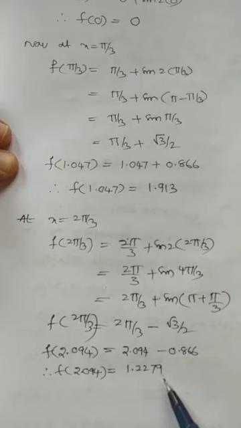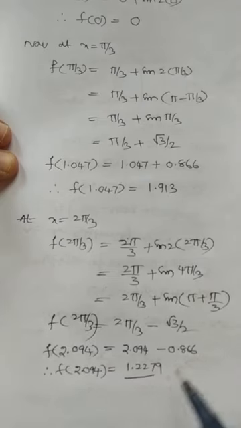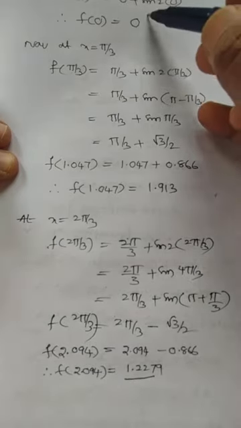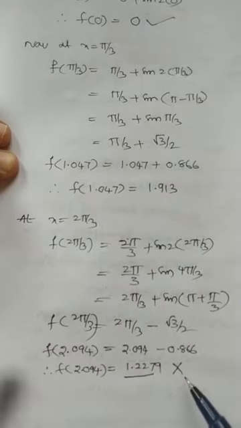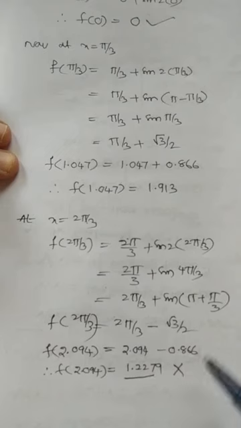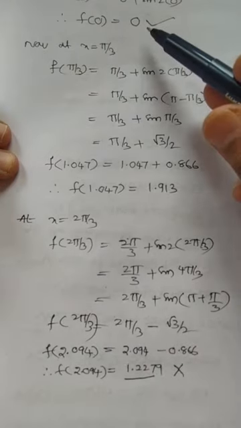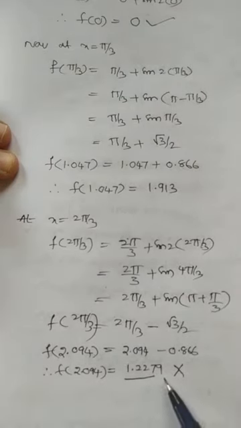1.2279. So, as we concluded, it must be a minimum, but we had got the minimum value at 0, so it can't be the absolute minimum. This is the 0 value and this is 1.2279. So it is a local minimum. Next, we will check it for pi.